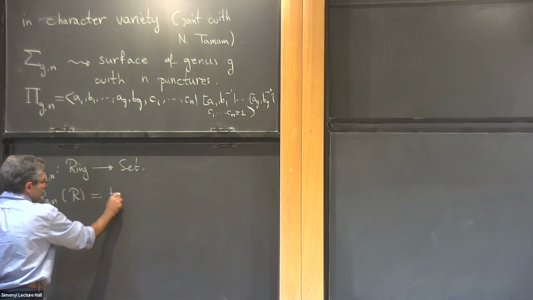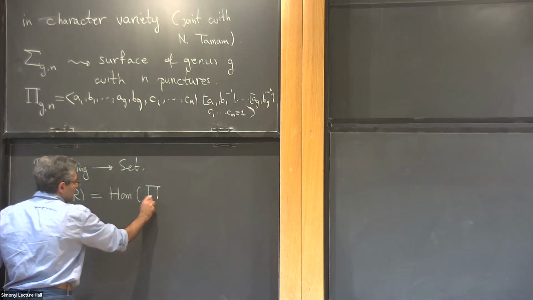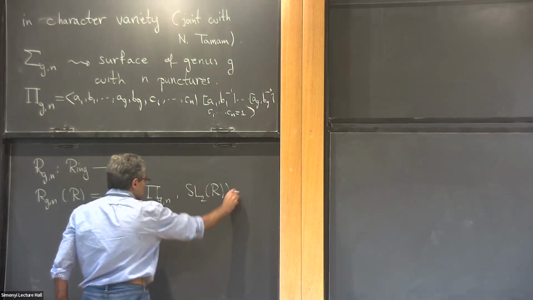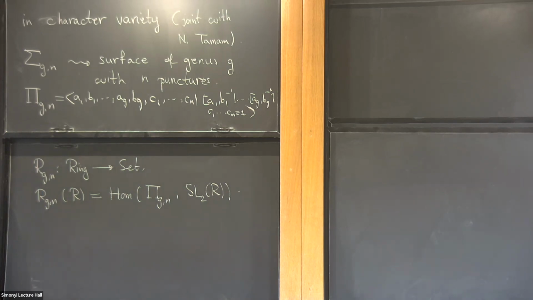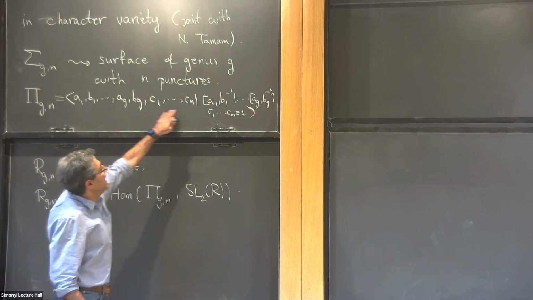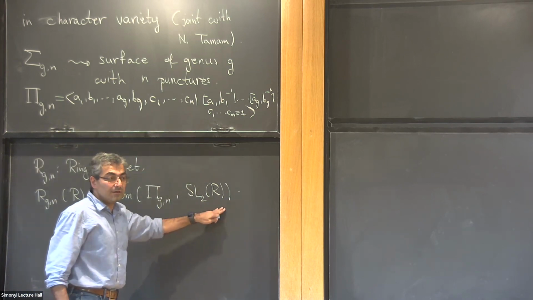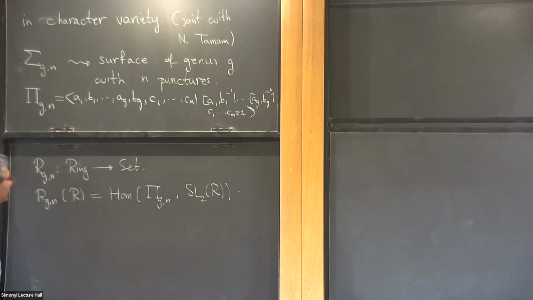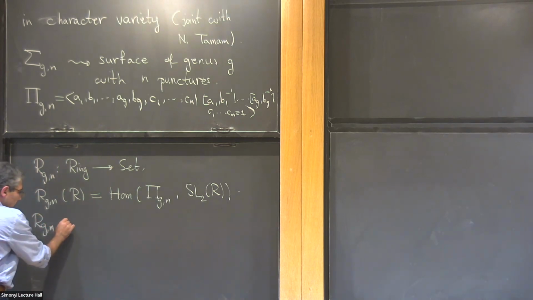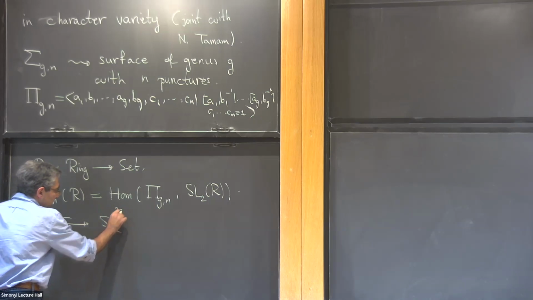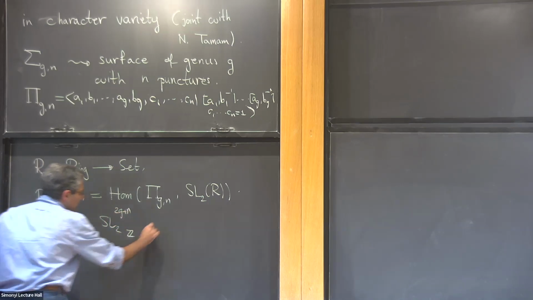It spells out the possible homomorphisms from this group to SL2. But if you want to understand it rather concretely, what does this mean? This means I have to tell you 2g plus n 2 by 2 matrices that satisfy this relation. So it boils down to an algebraic relation. That means I can view this as a closed subscheme of SL2 raised to the power 2g plus n, as a Z-scheme. So it's a closed subscheme of this.